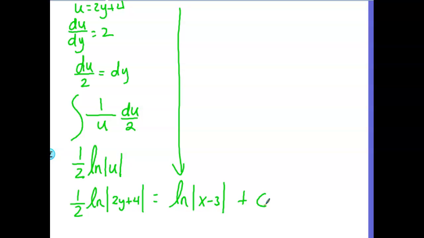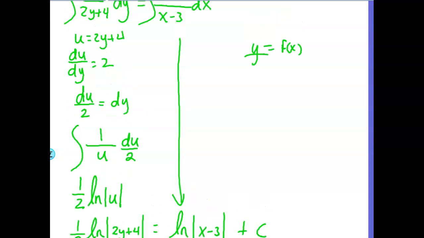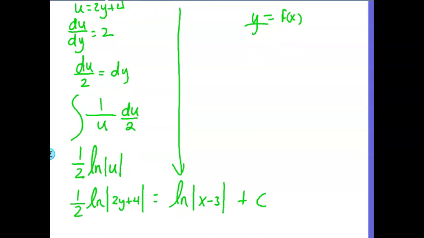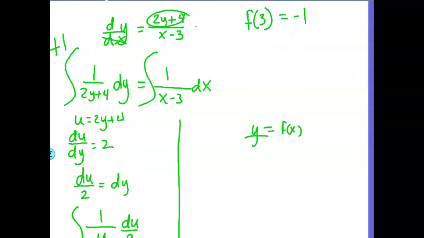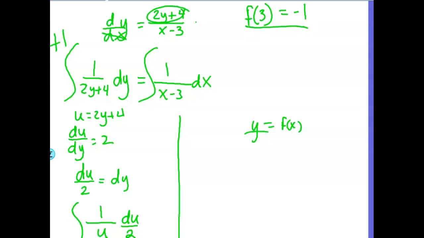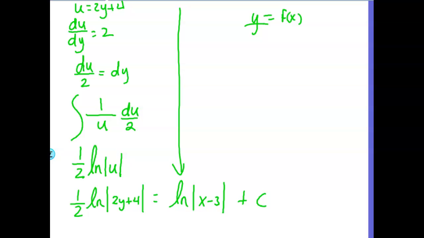Okay? So there's the general solution, but the problem is that they want it as a function y equals f of x. In other words, they want the y by itself. They don't want the y inside of the function. They don't want it implicit. But before I actually start solving for y, I want to find out what c is. Because what I'm looking at right now is an implicit function that's a general solution, but I want to get a particular solution, which means I need to find my c by plugging in the values that they give me there. So I'm going to plug in 3 for x and -1 for y.